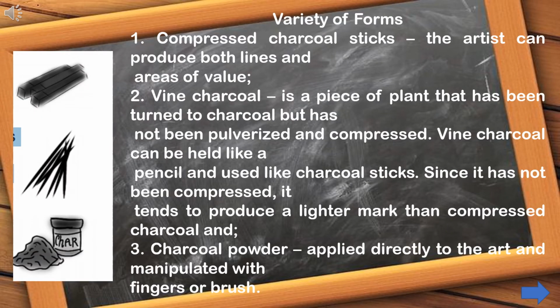Here are the variety of forms of charcoal. 1. Compressed charcoal sticks, the artist can produce both lines and areas of value. 2. Vine charcoal is a piece of plant that has been turned to charcoal but has not been pulverized and compressed. Vine charcoal can be held like a pencil and used like charcoal sticks. Since it has not been compressed, it tends to produce a lighter mark than compressed charcoal. And 3. Charcoal powder, applied directly to the art and manipulated with fingers or brush.